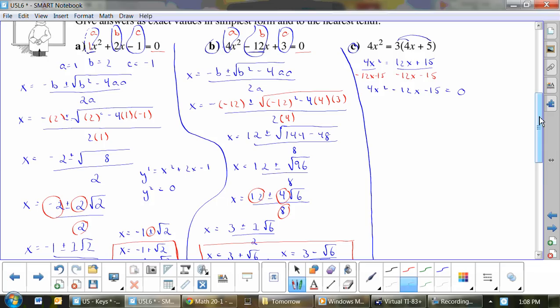So then from here we can go, okay, A, B, C. A is equal to 4, B is equal to negative 12, and C is equal to negative 15. And then we get to put it right back in that quadratic formula. So just remember to always substitute in brackets. That way we won't forget any negative signs.